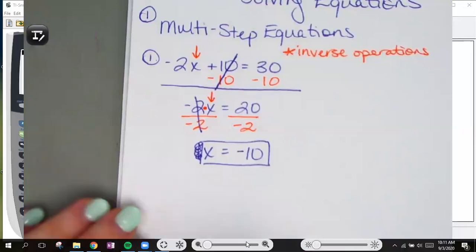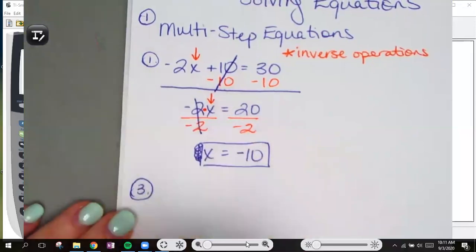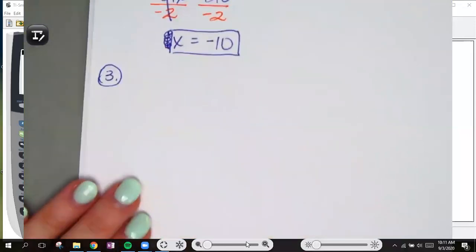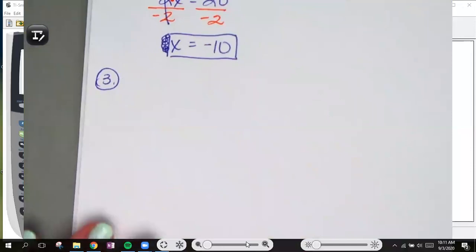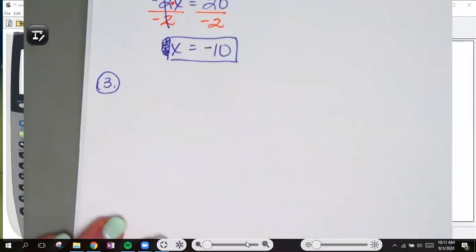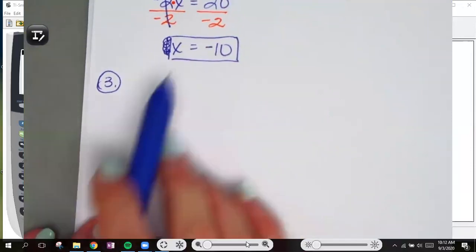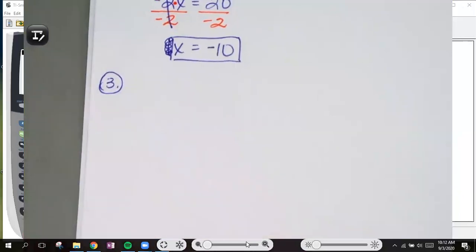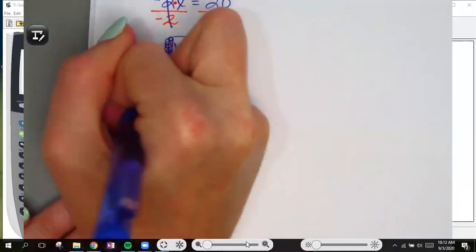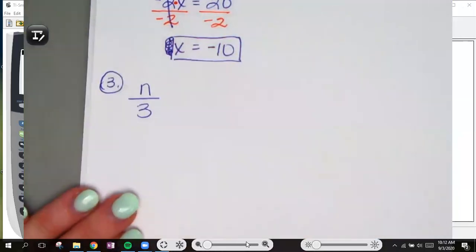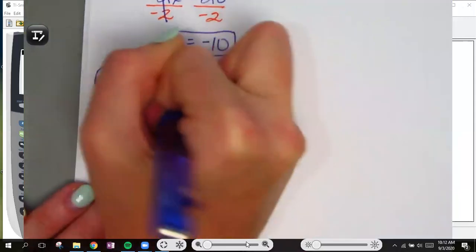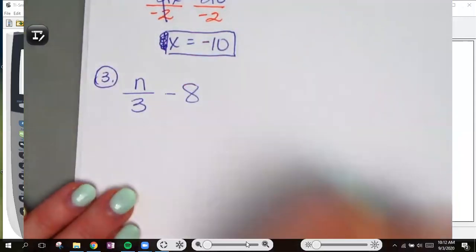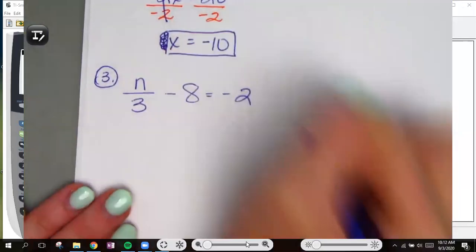Okay, so this is number 3. The reason I'm labeling it number 3 is because that's what number it is on the worksheet I posted later on. Okay, so this is n divided by 3 minus 8 equals negative 2.